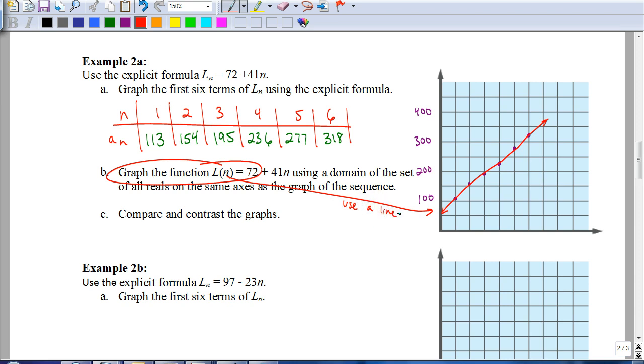As far as describing how these would be different, with an explicit formula or with a sequence, these are always going to be discrete. Remember, discrete means that you don't connect them with a line. Functions, on the other hand, are continuous, meaning that we do connect them with a line. So that's the difference between the graph of the sequence and the graph of a function.